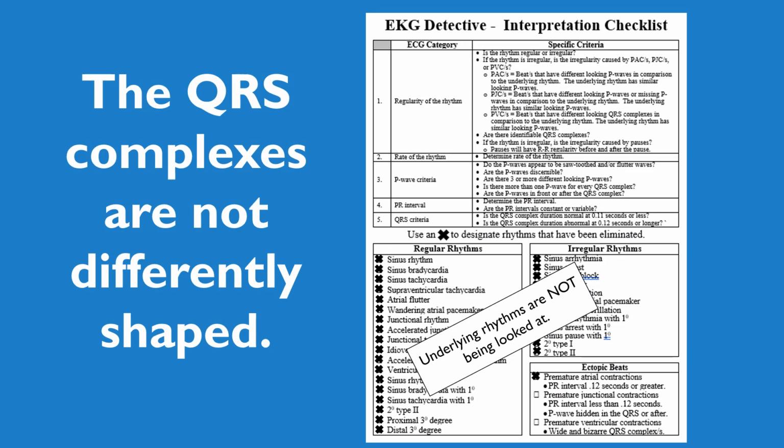And finally, for those of you who are using the checklist, we'll be eliminating the premature junctional contractions because those QRS complexes for PJCs are typically going to be normal in duration and very similar to our underlying rhythm. And since these QRSs are totally different, that eliminates that, and we end up with the premature ventricular contractions that we've been working from.